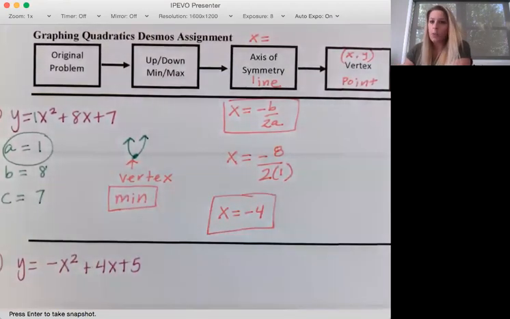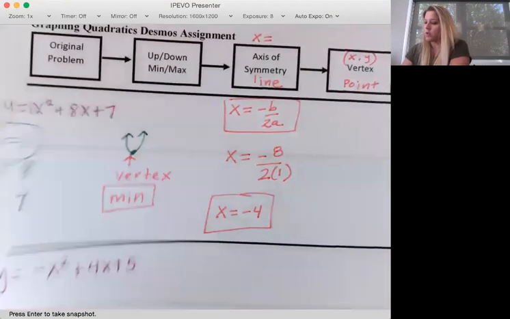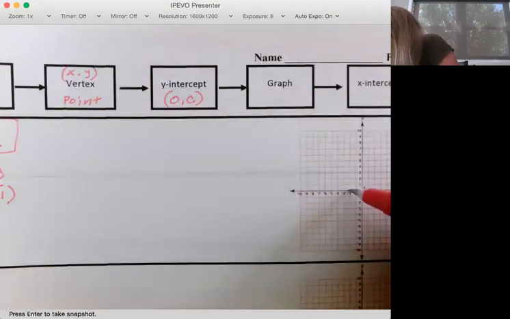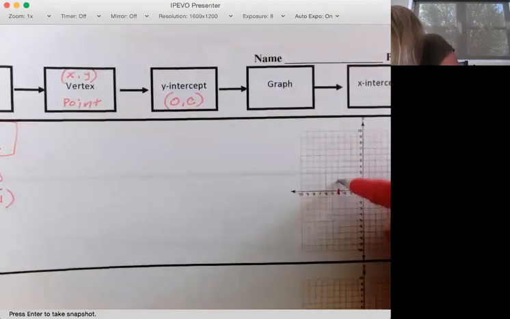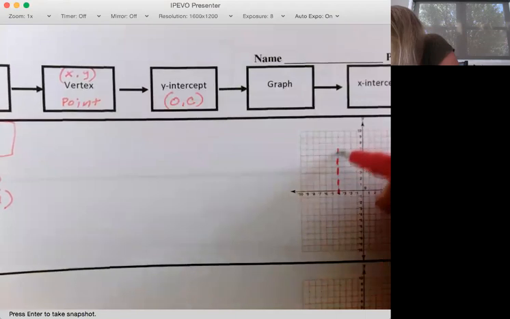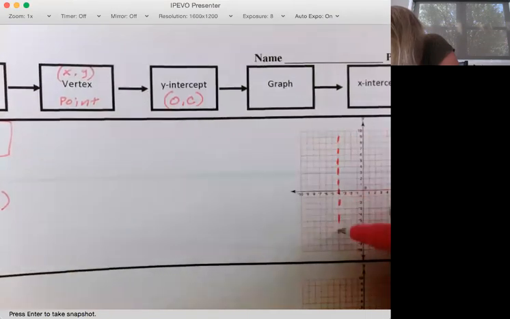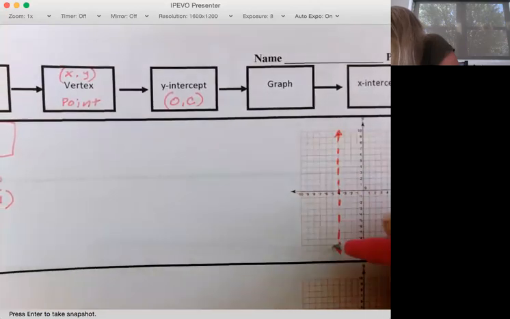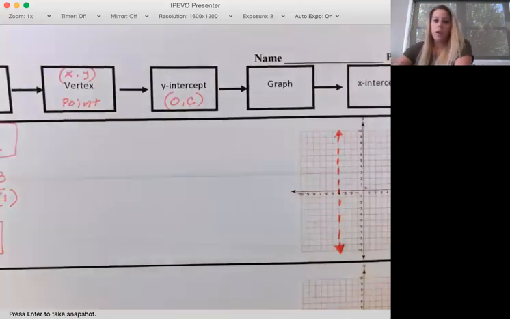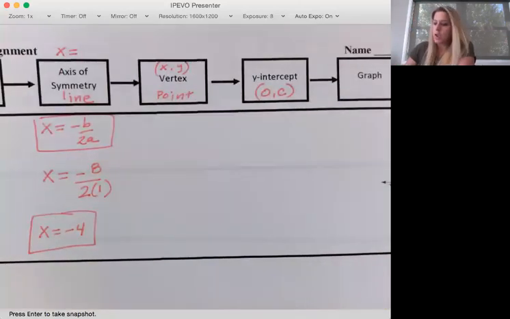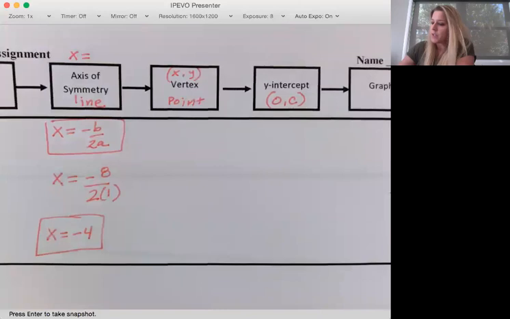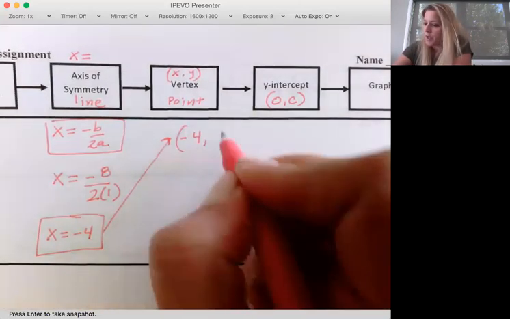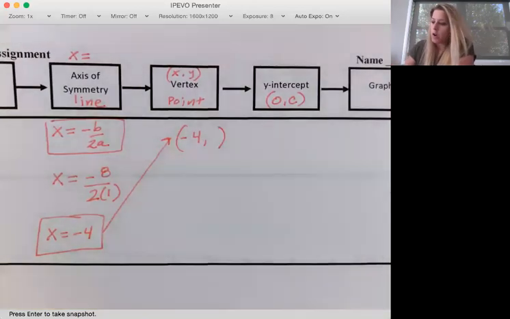At this point, if you wanted to, you could go over to your graph and go, okay, if it's at negative 4, I'm going to go over 1, 2, 3, 4. There's 4. So my vertex is going to be somewhere on this line. And so when I have my axis of symmetry, that is part of my vertex. I already have part of my vertex because it's on that line. What I now need to do is figure out the y value.